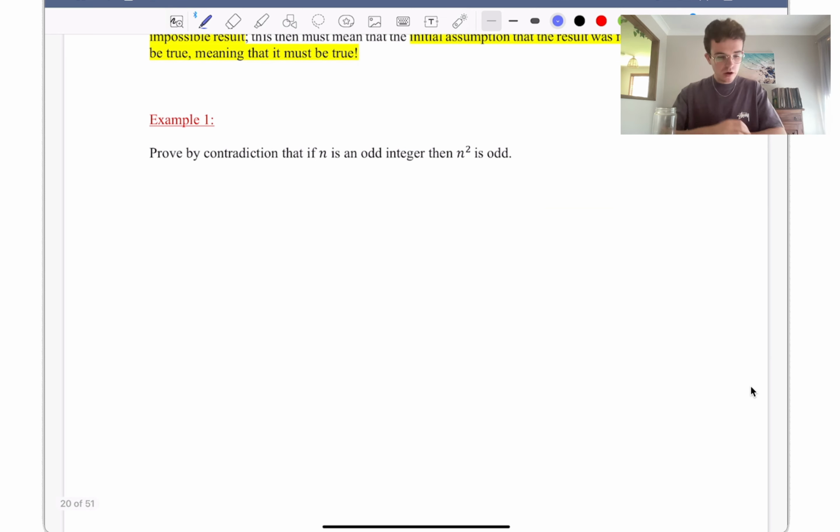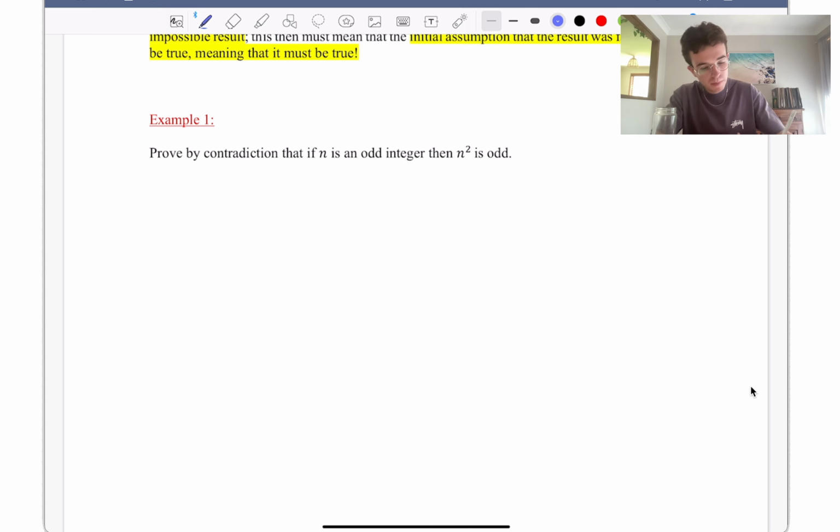So, prove by contradiction that if n is an odd integer, then n squared is odd. I think we've proven this a few times, by direct proof and by contraposition, and now we're going to prove it by contradiction. So we're going to come up with some absurd assumption and then see if that assumption ends up falling out.